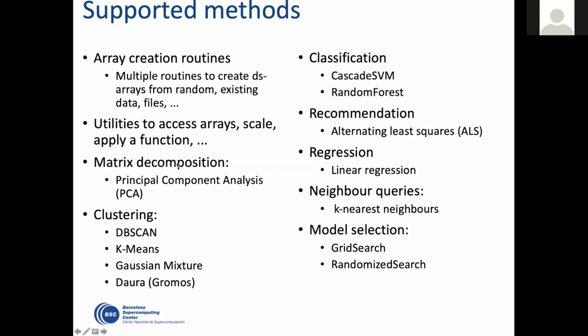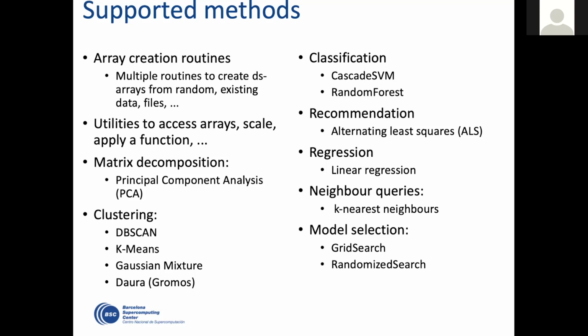Okay, some of the methods that are supported right now. We have multiple functions to create the DS arrays from random data, existing data, from files. This is something also that we are extending. So if we have an application that is using the dislib and requires a given data format, we try to adapt to our users and add it to the library.